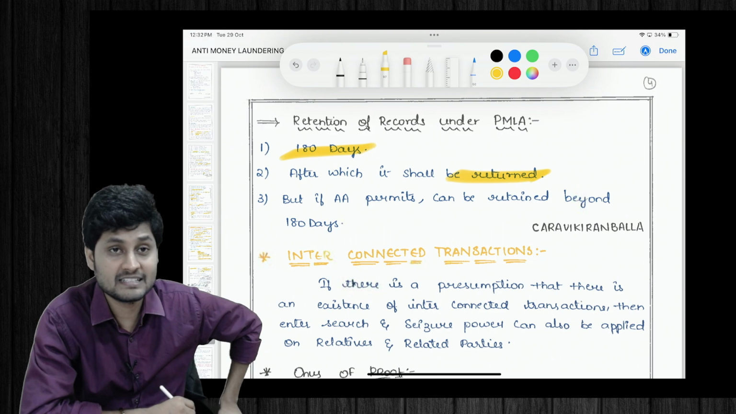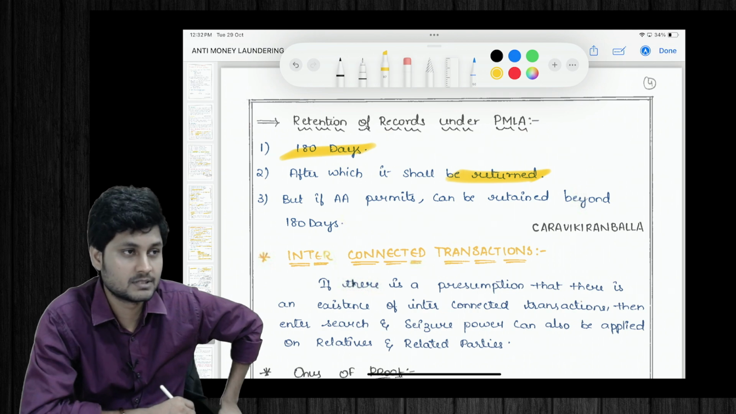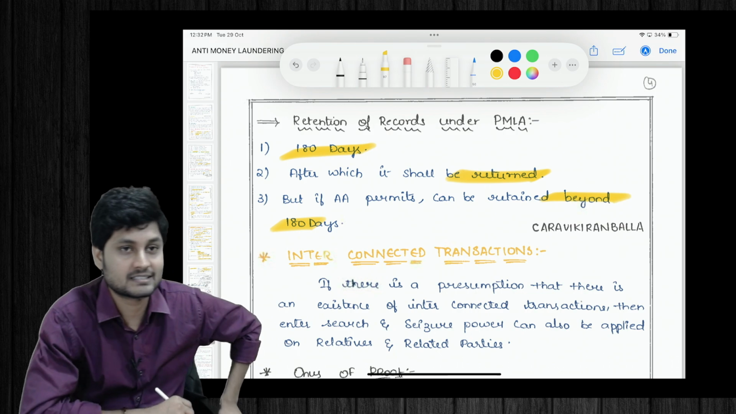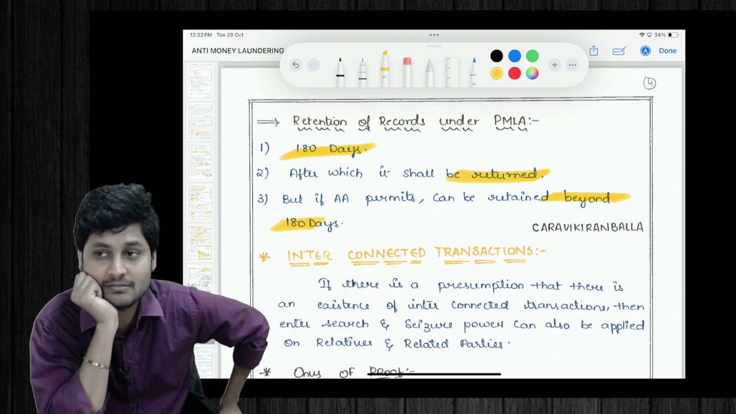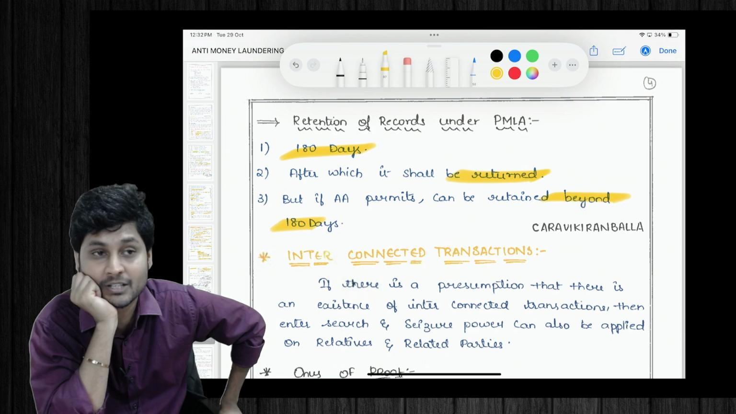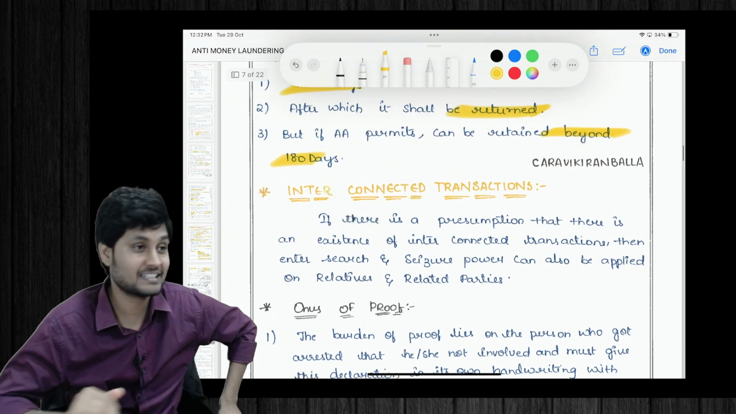And if the permission of the adjudicating authority is taken, then they can be retained beyond 180 days. Primarily it is 180 days, but if you take the permission of the AA, then beyond 180 days also you can retain the records of that particular criminal. Right? Next is interconnected transactions.